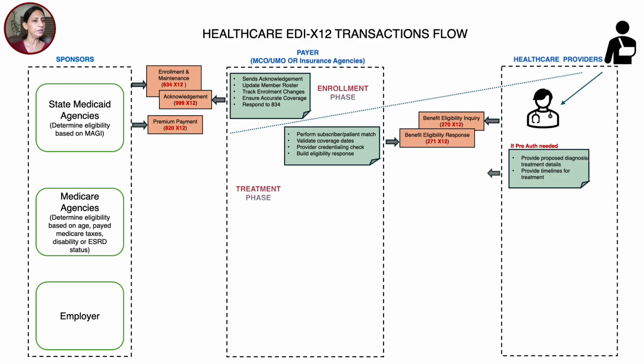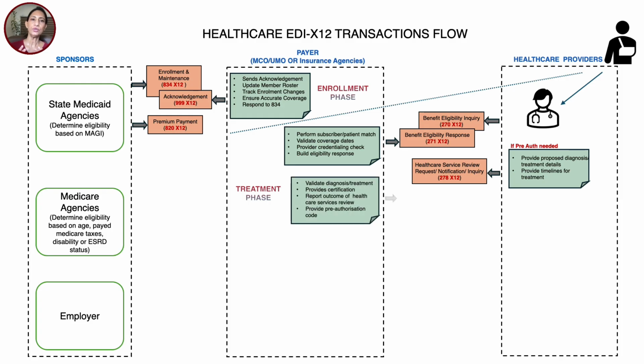Once that is done, the treatment begins, and if a pre-authorization is needed for the treatment, the 278 X12 file is sent from the provider to the payer for making sure that if a pre-auth is needed, the timelines of the treatments and the proposed diagnosis is sent from the provider to the payer, and the payer would then send a response saying whether this treatment is authorized or not authorized, whether the pre-auth is being shared by the payer to the provider or not, etc. So all that diagnosis, treatment information, after it's validated, that information is sent back to the provider whether the treatment is authorized or not authorized.